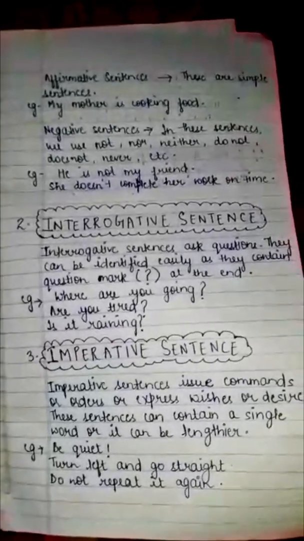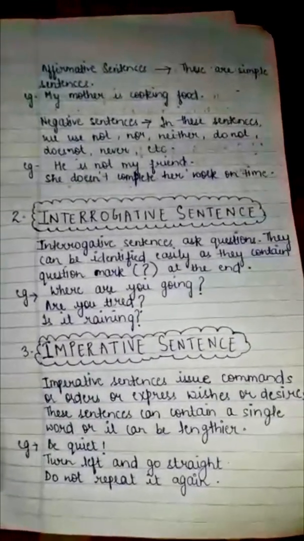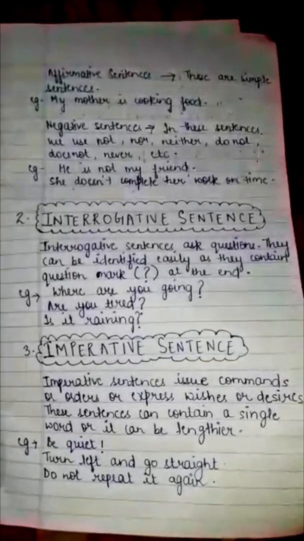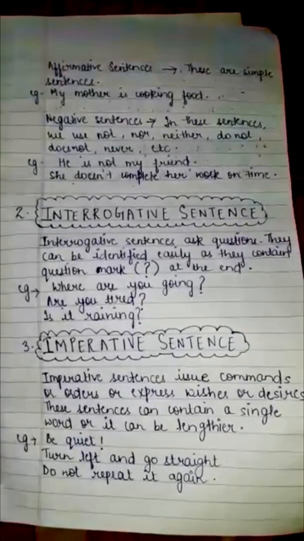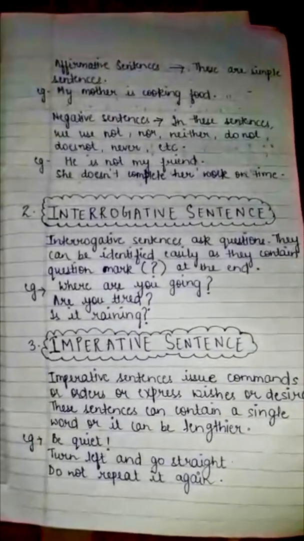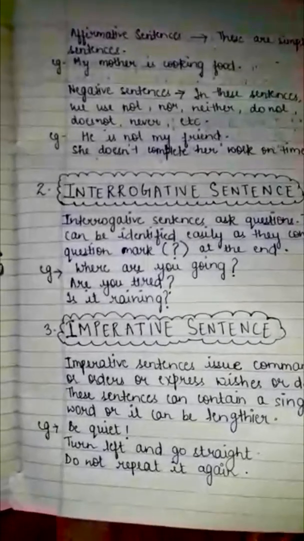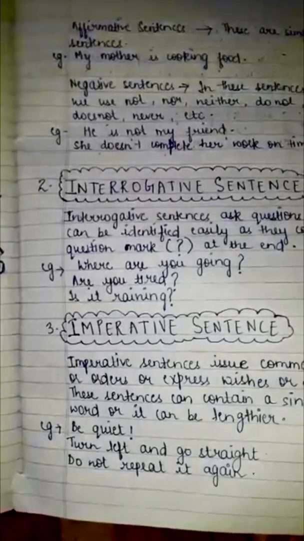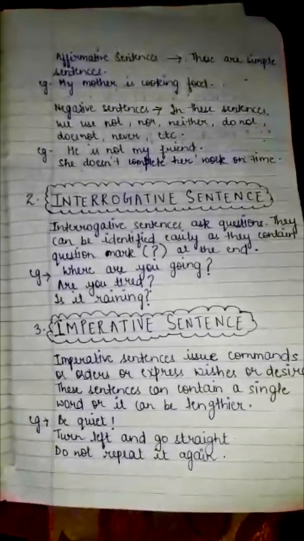So I hope you all know what interrogative sentences are. What are interrogative sentences? Interrogative sentences are those sentences which ask questions. And how can we identify them? Obviously by question mark. Can you see here the examples? Where are you going? Are you tired? Is it raining? Question mark. So punctuation marks are also very much important.